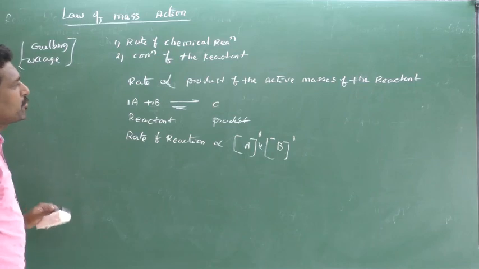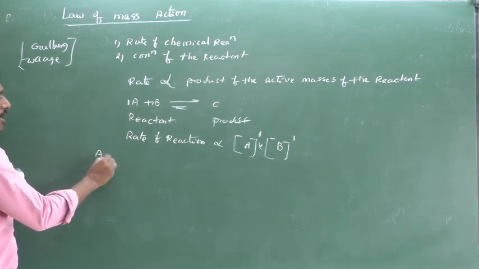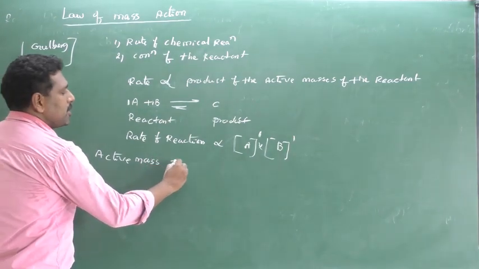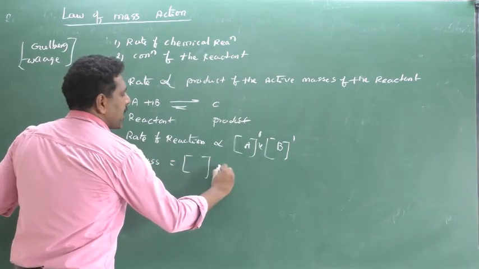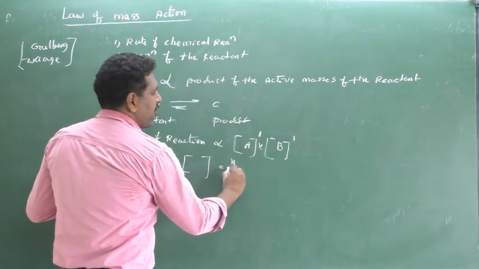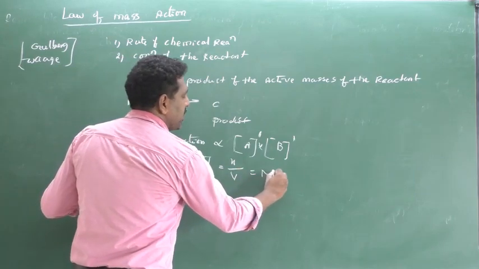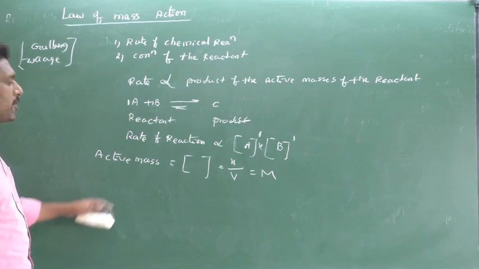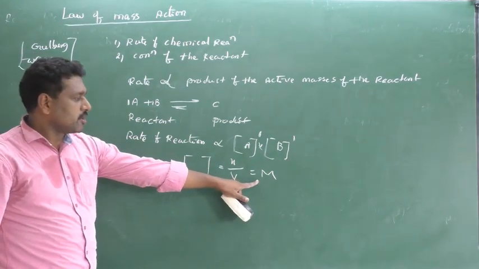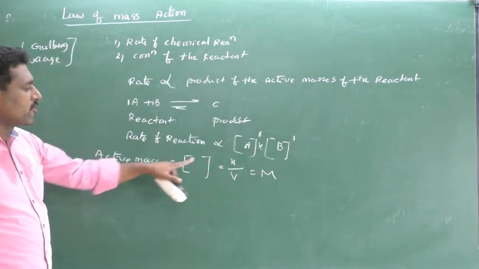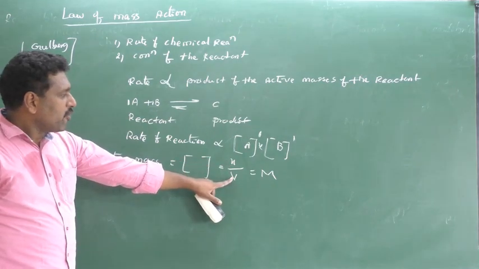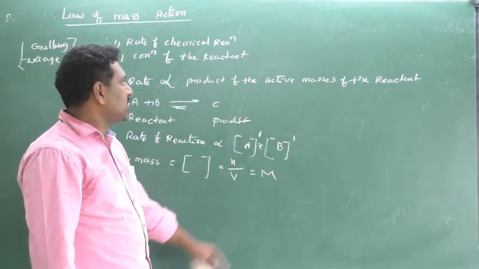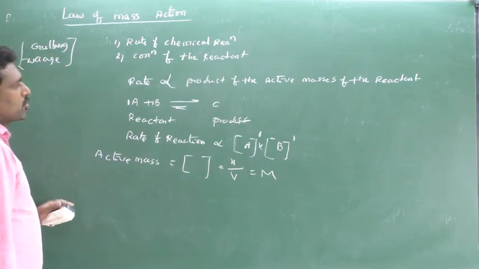So what is active mass? Active mass is similar to the square bracket, that is the number of moles per volume, the molarity. Whatever it may be, it is the concentration, molarity. So active mass is equal to the number of moles per volume. This is called active mass. I will give an example for this. How to calculate active mass?